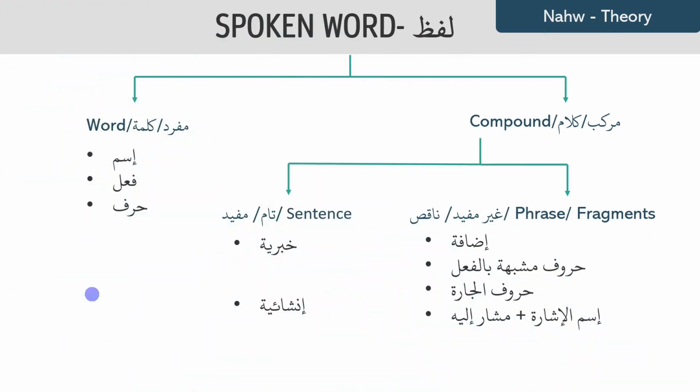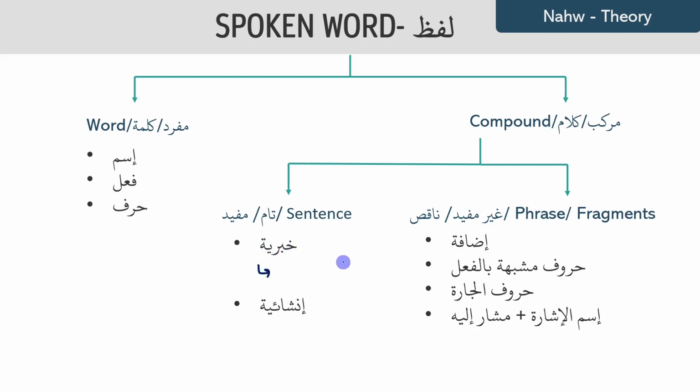So just to see what we have been up to these days, we have learnt about the 4 fragments so far. We have learnt about the idafa and the mudaf ilay, we have learnt about the huruf mushabbahatu bil fa'l and their ism, the huruf jara and their majroor, as well as the ismul ishara and their musharun ilay. So now we'll just move on to full sentences briefly and we'll have a look at the khabariyya.